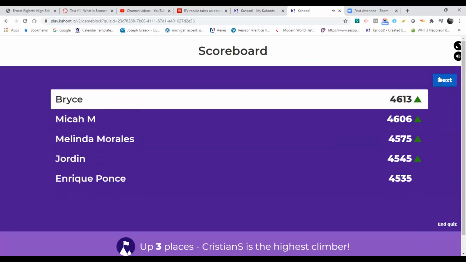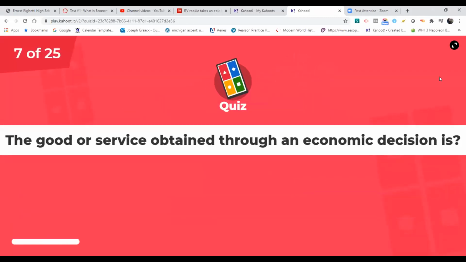Oh, look at Bryce. Christian up 3 places. Lots of changes.